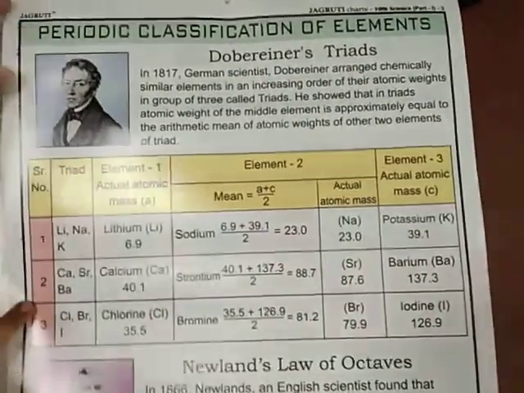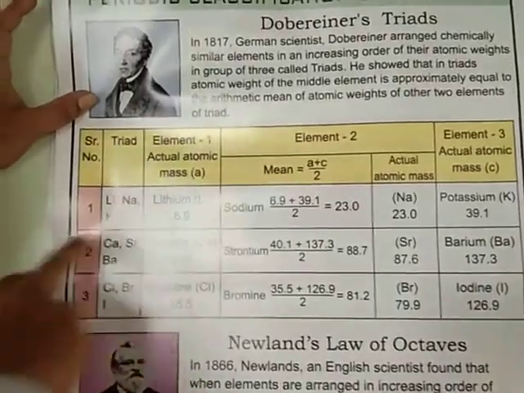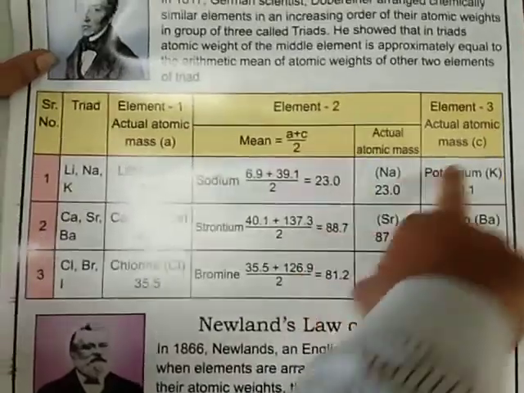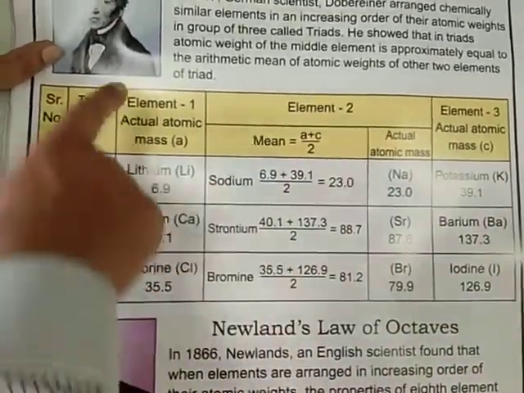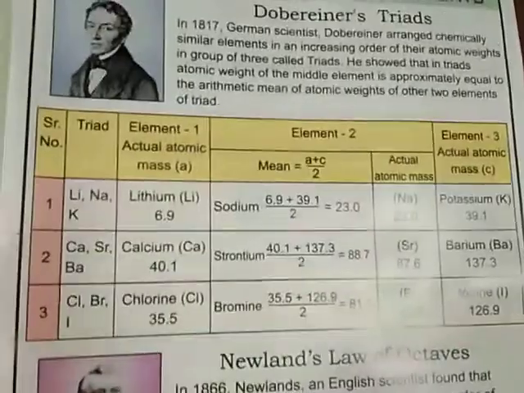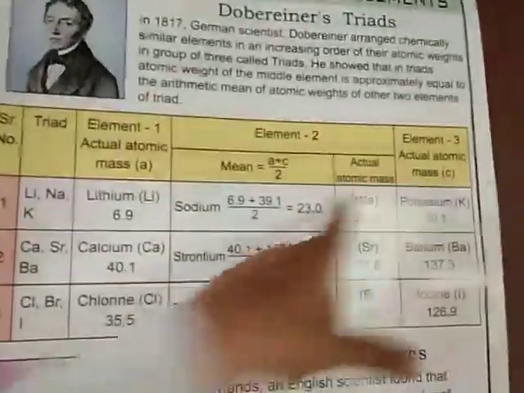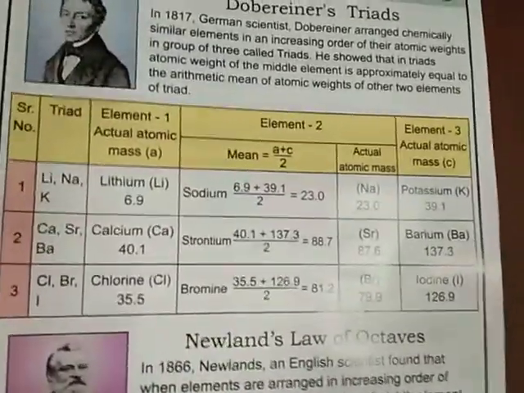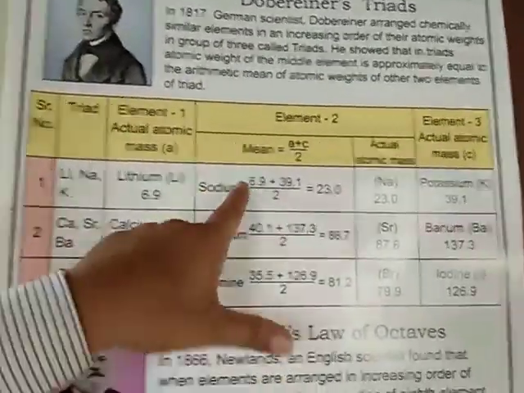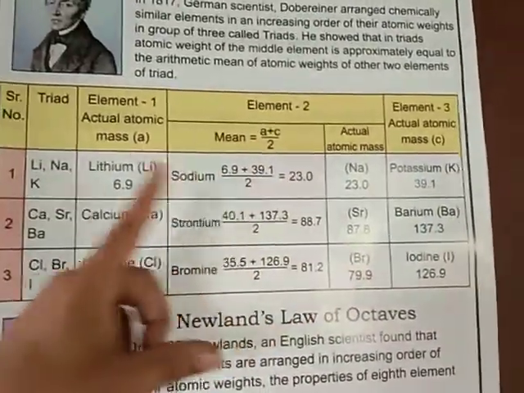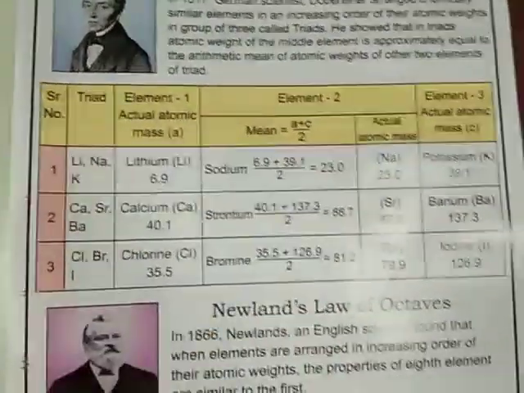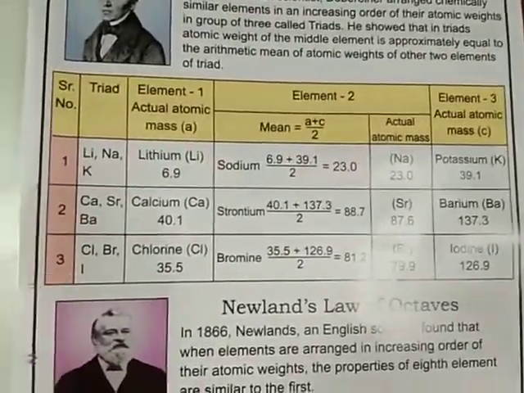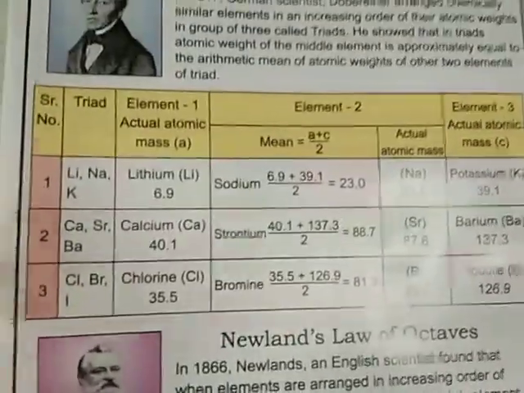Here, first, second, third triads: lithium, sodium and potassium. Lithium is 6.9, the atomic weight of sodium is 23 and potassium is 39. Therefore, he showed that the atomic weight of the middle element, that is sodium, is approximately equal to the mean of the atomic weights of the 2 elements. That means 6.9 plus 39.1, that is equal to 23. In a similar manner, calcium, strontium, barium, and chlorine, bromine, iodine are the triads of Dobereiner.